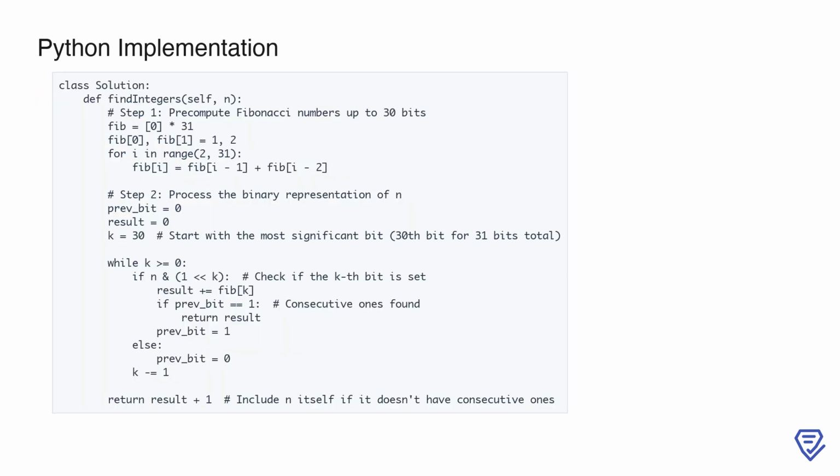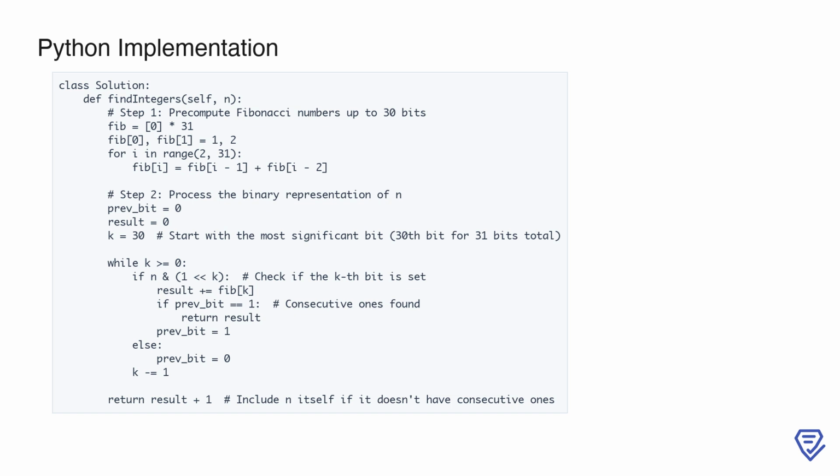The given Python implementation solves the problem of finding non-negative integers less than or equal to n that do not contain consecutive ones in their binary representation. Here's a step-by-step explanation of the solution. 1. Fibonacci precomputation. A key insight for this problem is that the count of valid binary numbers of length k without consecutive ones follows the Fibonacci sequence. The code starts by precomputing the Fibonacci numbers for integers up to 30 bits, since the maximum number is 2 to the power of 31 minus 1. This avoids recalculating them repeatedly during the main logic.